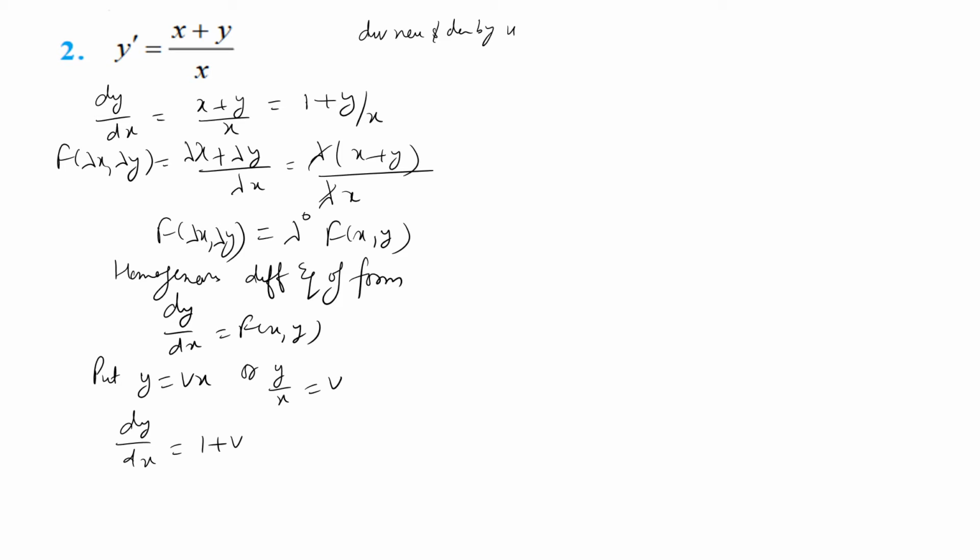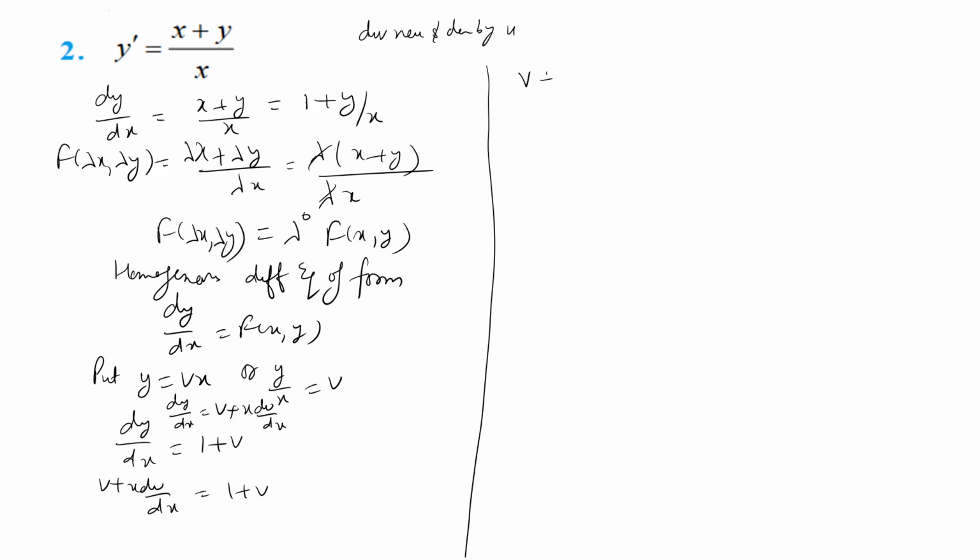We will put dy upon dx as v plus, differentiating both sides, x dv by dx. So this becomes v plus x dv by dx is equal to 1 plus v. So x dv by dx is equal to 1 plus v minus v, separating the variables. So clearly this is a simple question. So we get dv alone, and it becomes dx upon x. So the variable separable method is applied here and we will integrate.